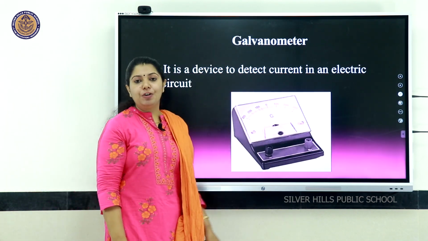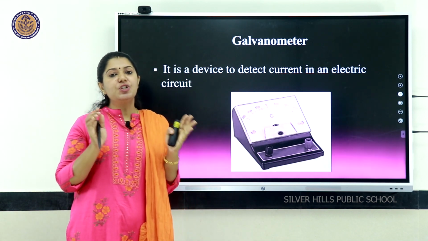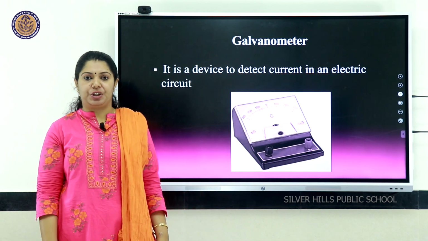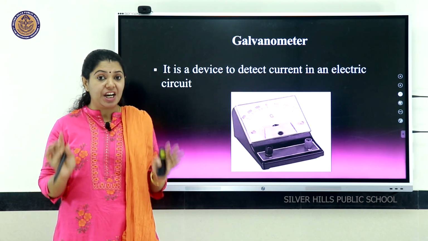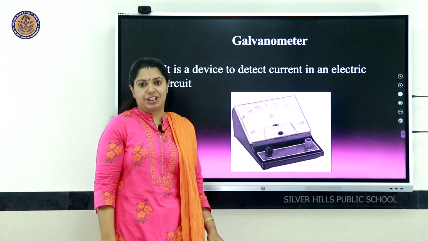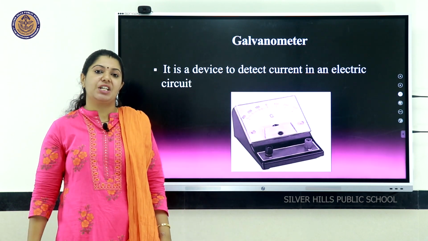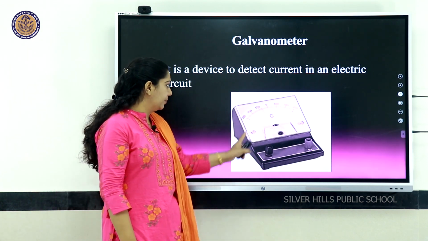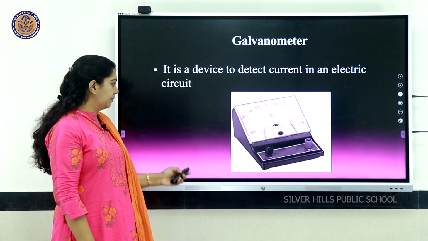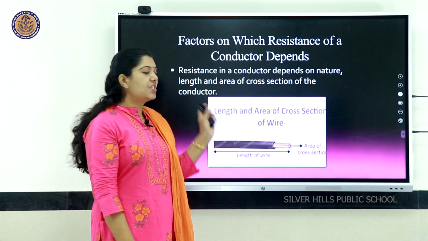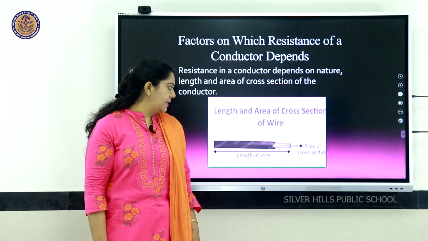Another device, galvanometer. This galvanometer is used to detect the presence of current in the circuit. We cannot measure any current by using this galvanometer. The use of galvanometer is to detect the presence of current in the circuit. This is galvanometer.